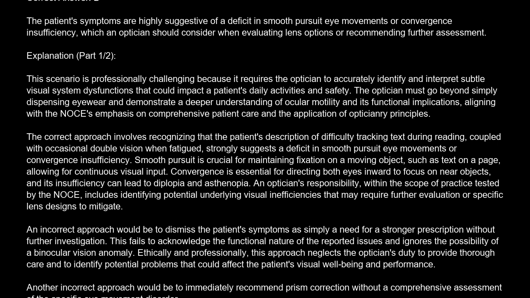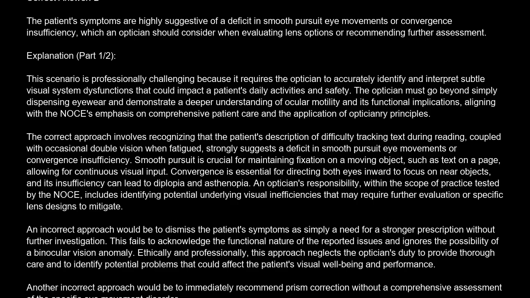The optician must go beyond simply dispensing eyewear and demonstrate a deeper understanding of ocular motility and its functional implications, aligning with the NOCE emphasis on comprehensive patient care and the application of opticianry principles. The correct approach involves recognizing that the patient's description of difficulty tracking text during reading, coupled with occasional double vision when fatigued, strongly suggests a deficit in smooth pursuit eye movement or convergence insufficiency.